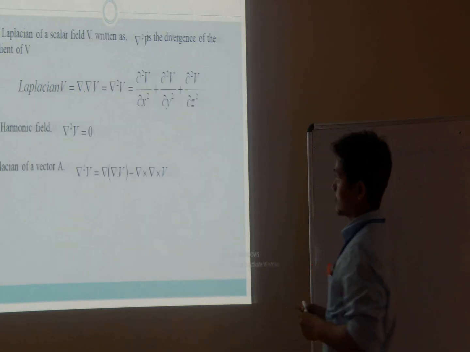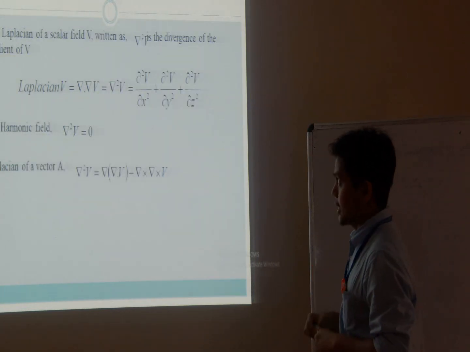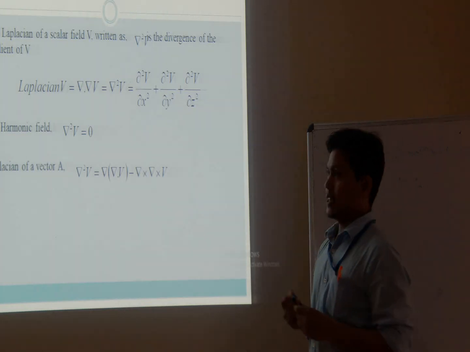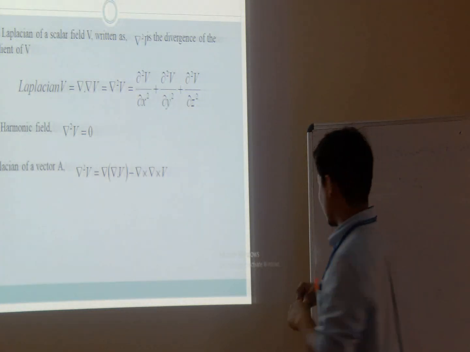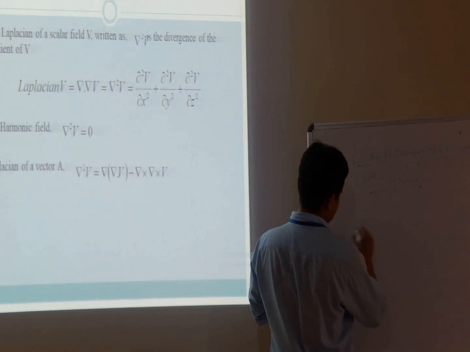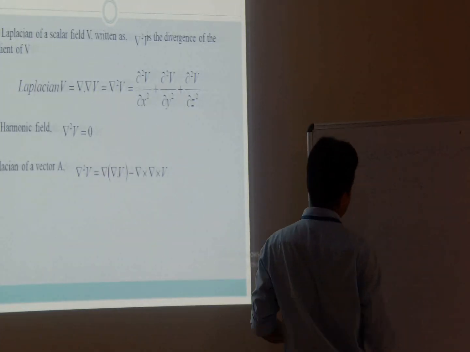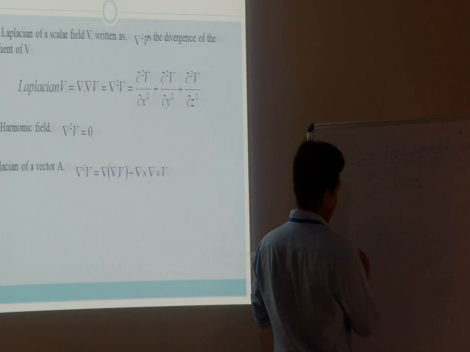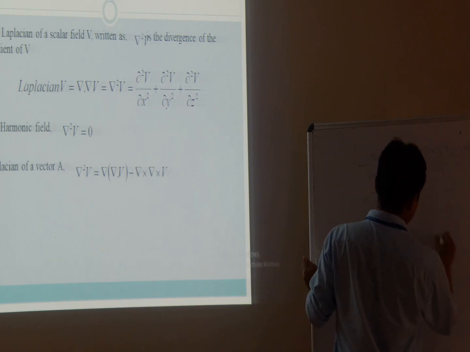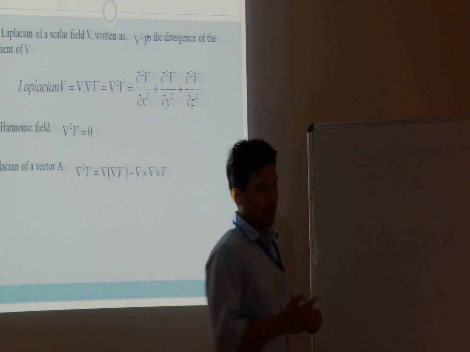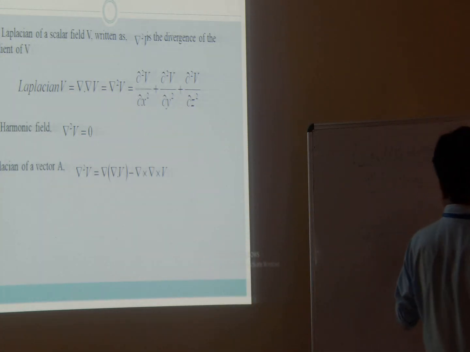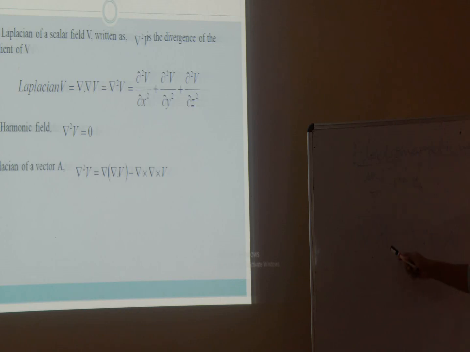Next is the Laplacian of a scalar. The Laplacian operation may be on a scalar or vector field. Suppose for a scalar, del square of A. For a scalar, we will write del dot del A. If A is the scalar field, then this Laplacian operator will be expressed in that way. Del dot del A. That means this is the divergence of the gradient of A.